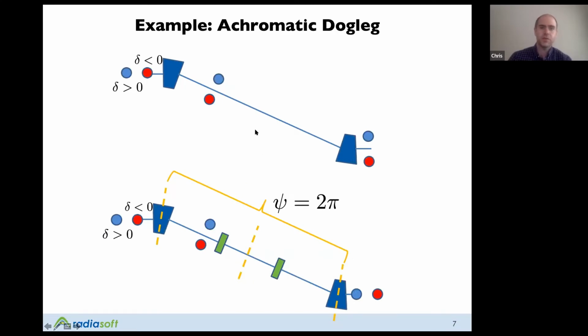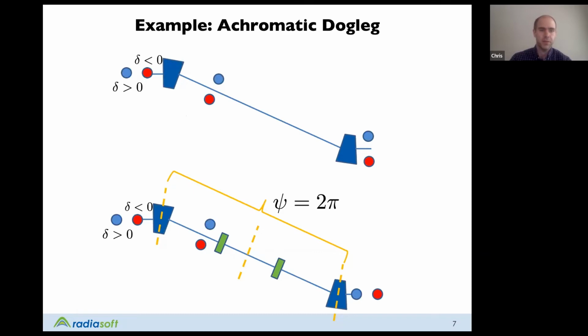So as I mentioned, we'll be trying to make this dogleg achromatic. If you're not familiar with what that means, of course, a realistic bunch is going to have some energy spread around the central energy. And when you pass through a dipole, because of dispersion, you're going to have a position-energy correlation in the bending plane.